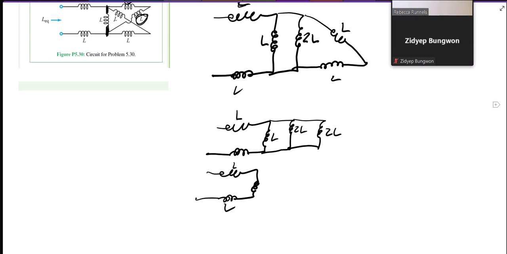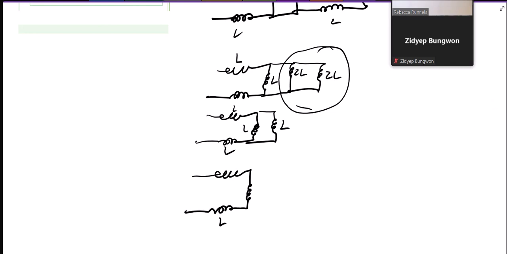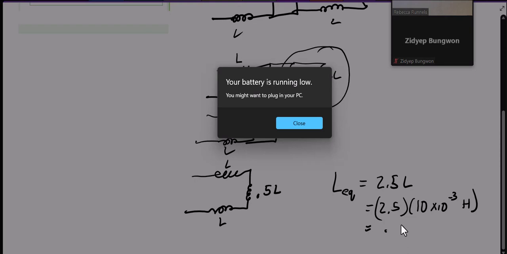is equivalent to an inductor that's just value L. So I just put these two together. Now once again, I have 2 inductors in parallel that are identical, and so the equivalent inductance is half, or 0.5 L. And now I have 3 inductors in series, so I can just add them all together. So L equivalent is 2.5 L, and L was given to be 10 millihenries, which is 0.025 Henries.